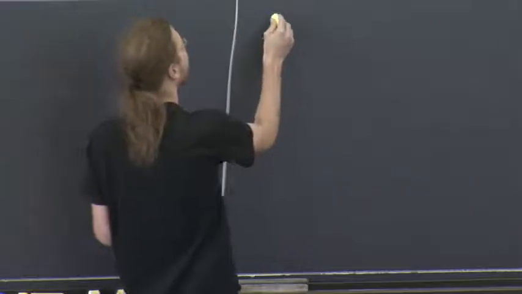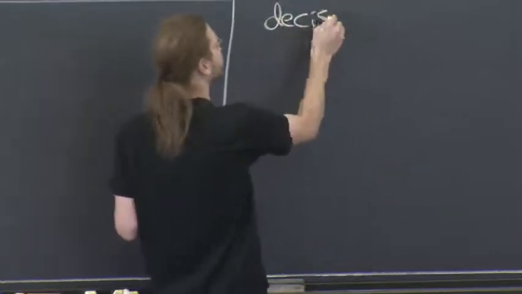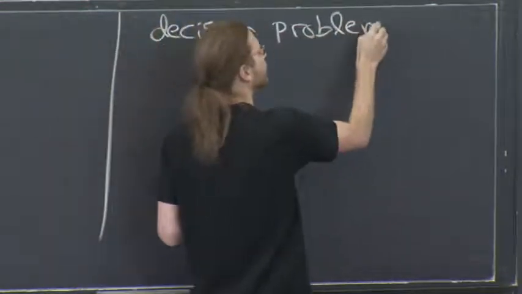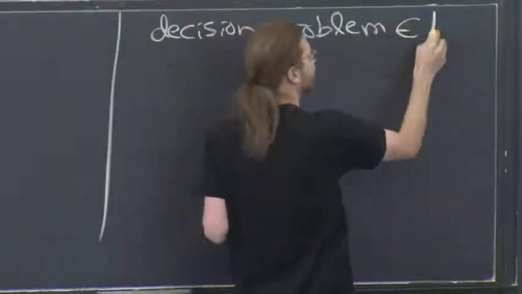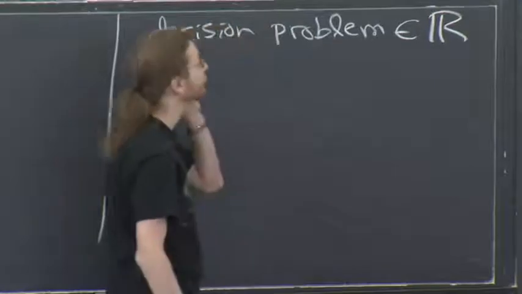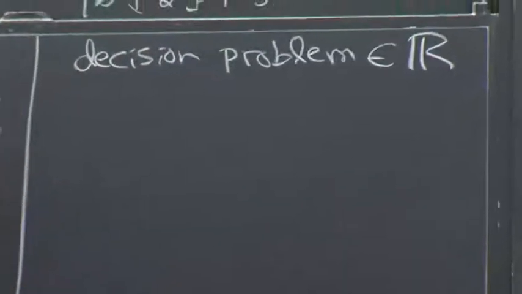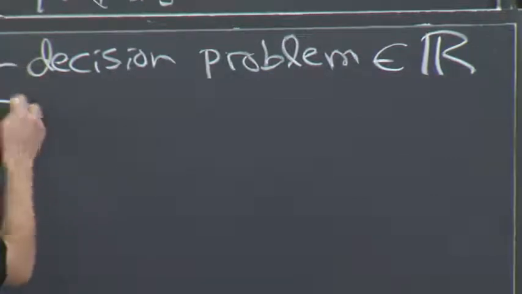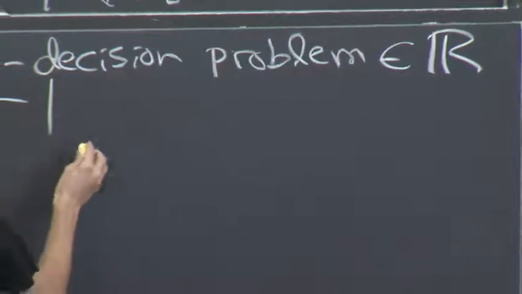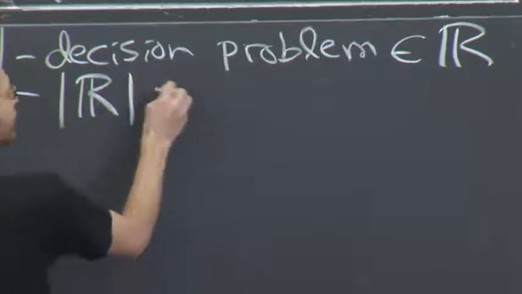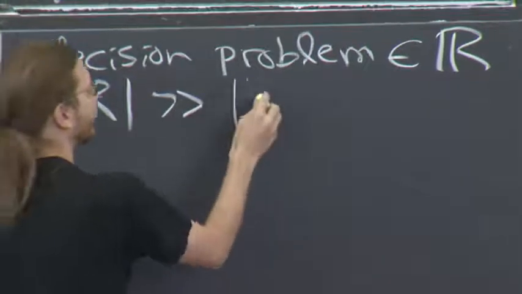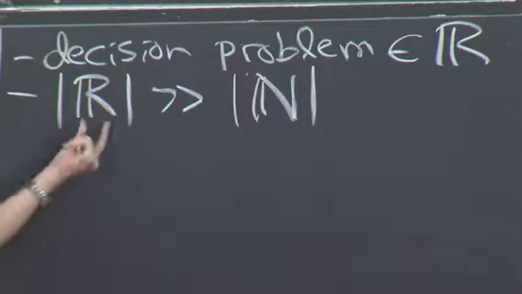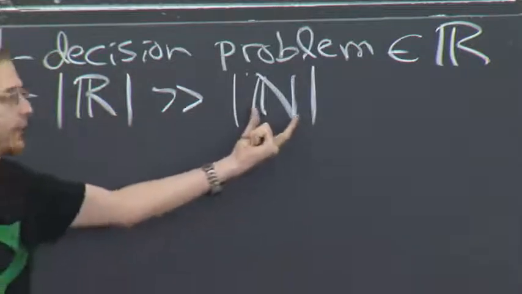So a decision problem is basically something in R, the set of all real numbers, whereas a program is something in N, the set of all integers. And the thing is, the number of real numbers is much, much bigger than the number of integers. In a formal sense, we call this one uncountably infinite, and this one is countably infinite.